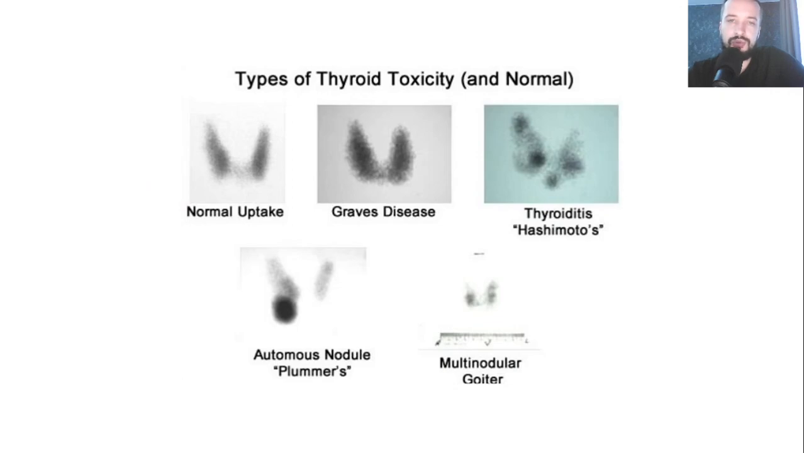And here I want to show you the types of thyroid toxicity. Normal uptake looks like the left upper, Graves' disease central upper, thyroiditis Hashimoto's right, autonomous nodule Plummer's, and multinodular goiter.